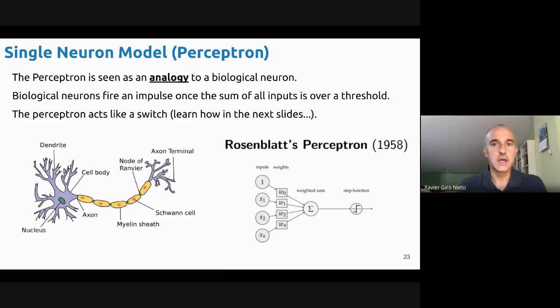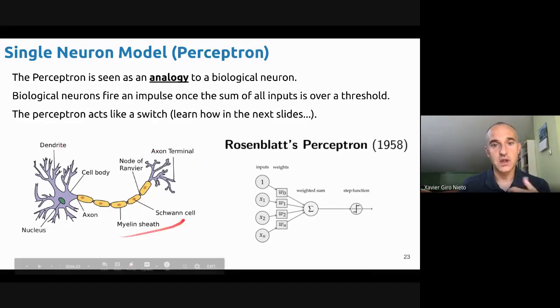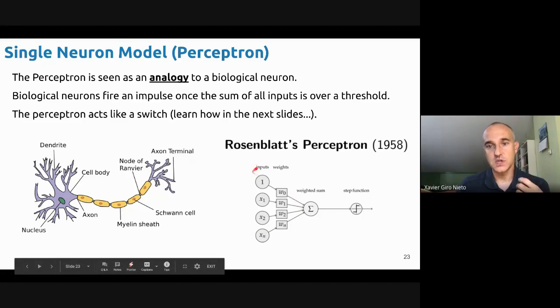The perceptron is actually the basic unit of deep neural networks, and can be seen as an analogy of a biological neuron. Biological neurons fire an impulse once the sum of all the inputs is over a threshold. So it has some stimulus, and they trigger. It's kind of a switch. This analogy of a biological neuron is what inspires the perceptron that we're going to be looking at, which was proposed by Rosenblatt in 1958.